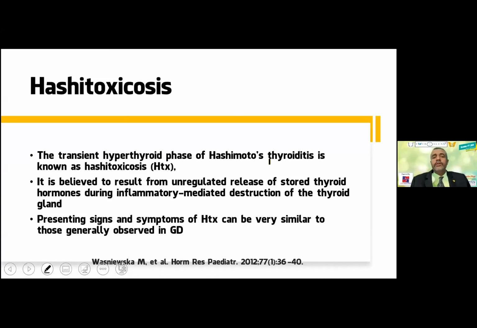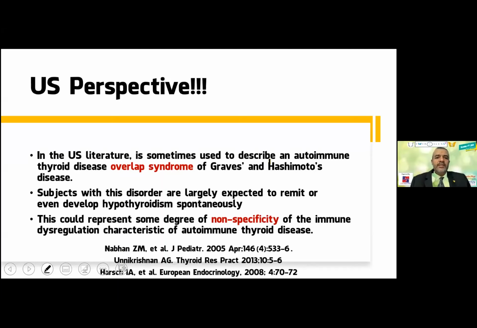Just to bring all the facts, I'm bringing you the United States perspective of this disease. In the US literature, sometimes they describe hashitoxicosis as an autoimmune thyroid disease that is an overlap syndrome of Graves and Hashimoto disease. That is definitely expected to remit and even to develop hypothyroidism spontaneously. Actually, this perspective is supported by the presence of TSH receptor antibody positivity in some patients with hashitoxicosis. I believe this should be classified as something other than hashitoxicosis, and this is definitely different from the hashitoxicosis that I'm discussing today. So do we have a set of diagnostic criteria?